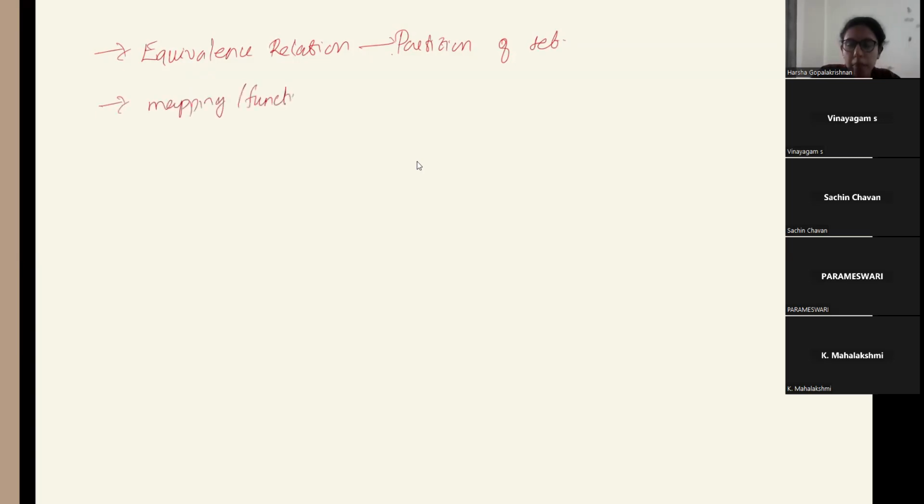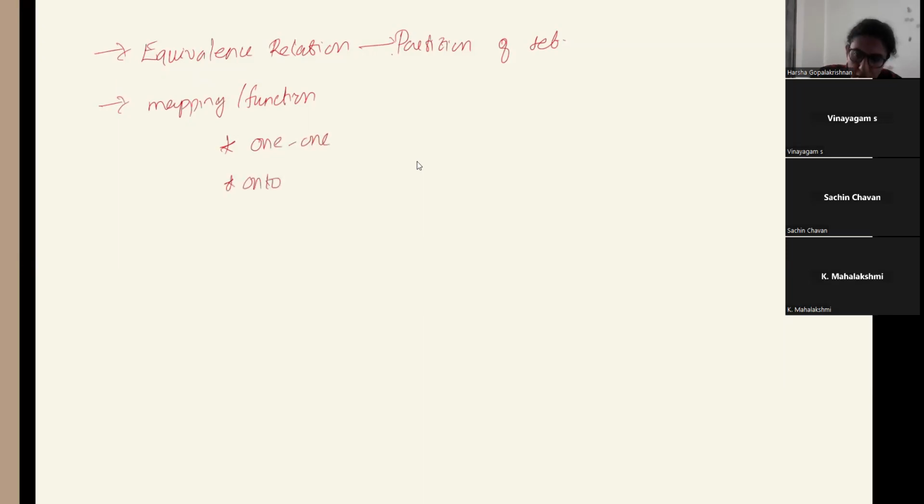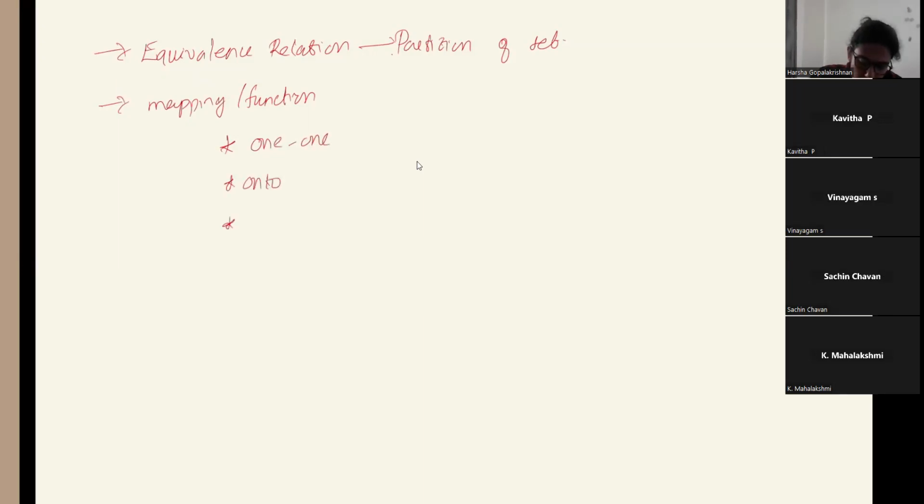So what is a mapping or function? Mapping or function means a map from a set A to a set B such that for any a in A, there exists f of a in B. That is the mapping. In this, we have studied 1-1 mapping or 1-1 function, and the next, onto function, and 1-1 plus onto means bijective mapping.